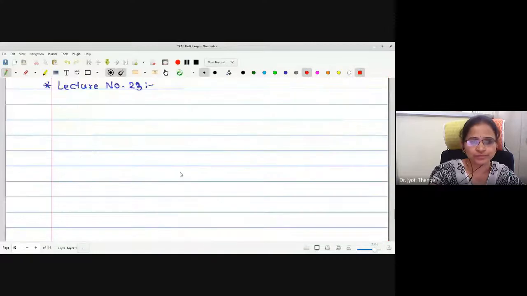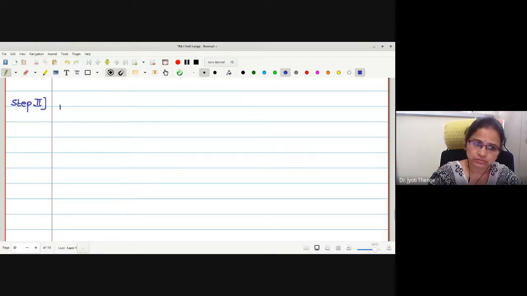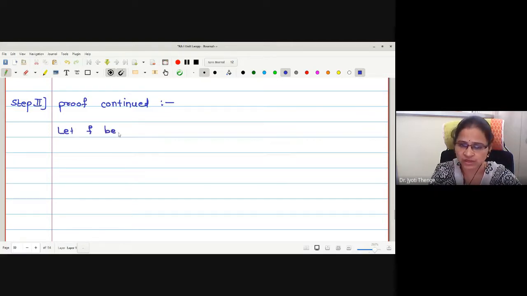Let me continue for the proof. Step 2. Now the aim is to show that the function capital F is derivable at the point C. For this it was given that small f is continuous. Let small f be continuous. At which point it is given? C, of this closed interval a b.